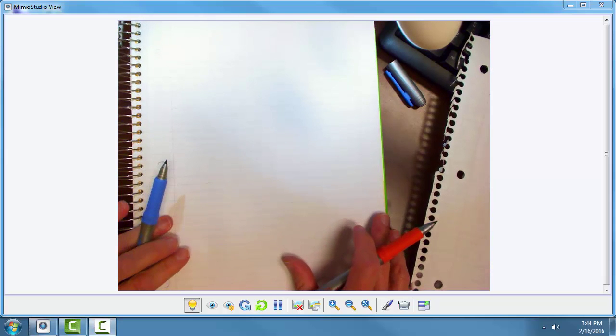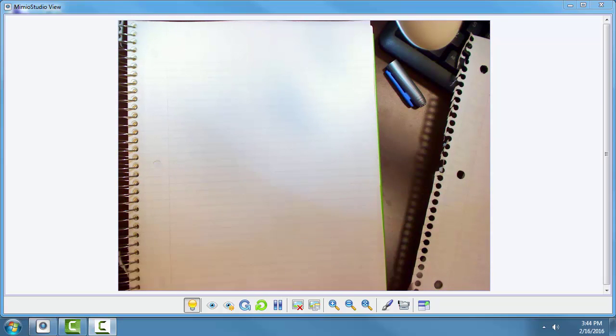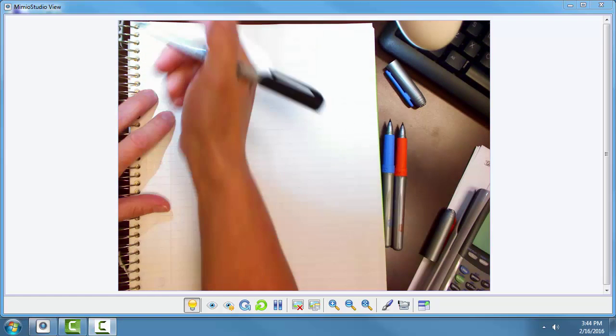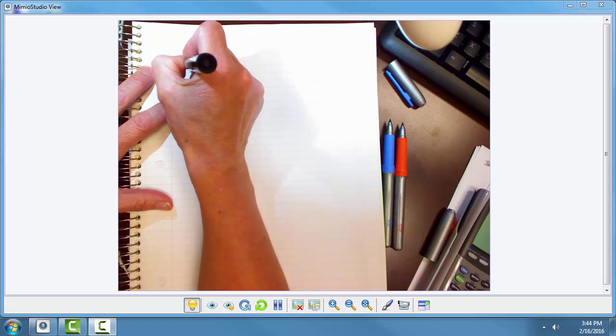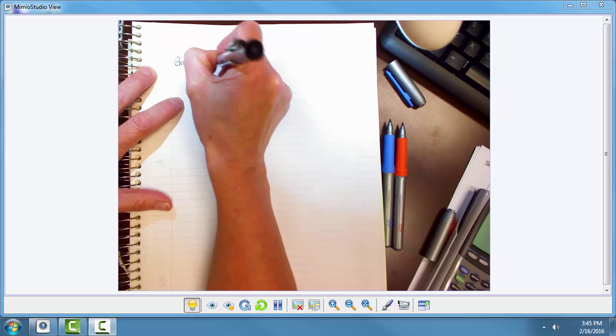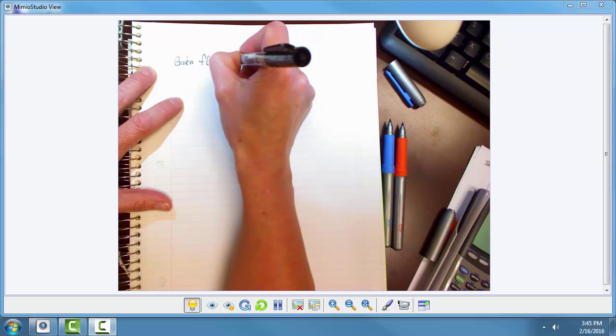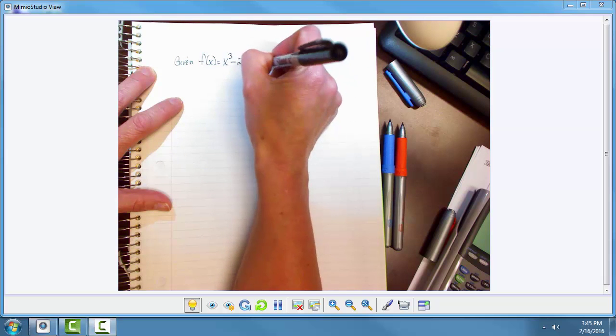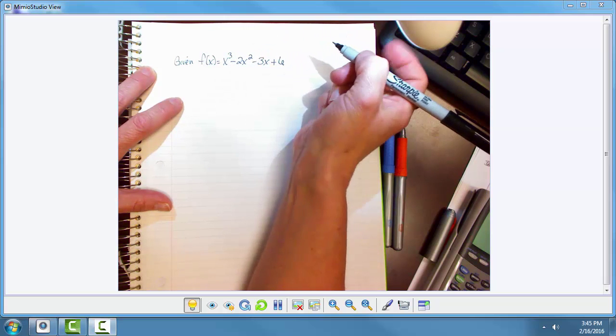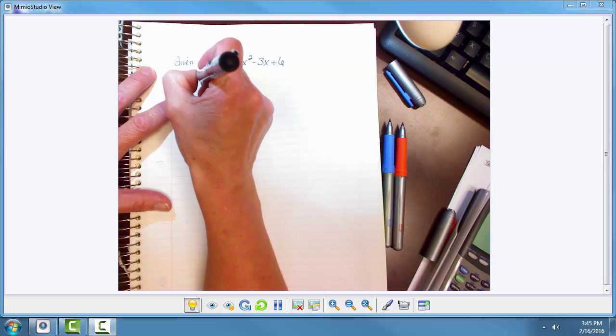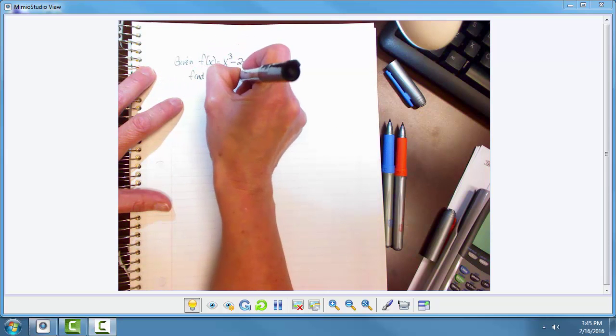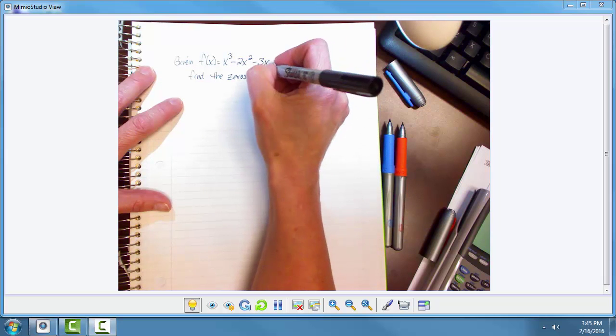Let's suppose we're given a polynomial function and we want to find the zeros, and we weren't given any starting points. Nothing to start with. All right, let's suppose we were given the polynomial function f of x equals x cubed minus 2x squared minus 3x plus 6. And what we want to do is to find the zeros and then write the polynomial in factored form.